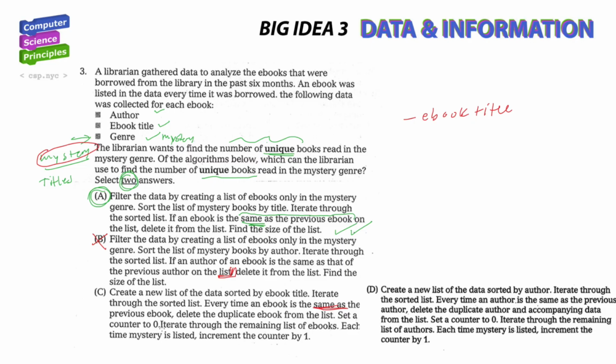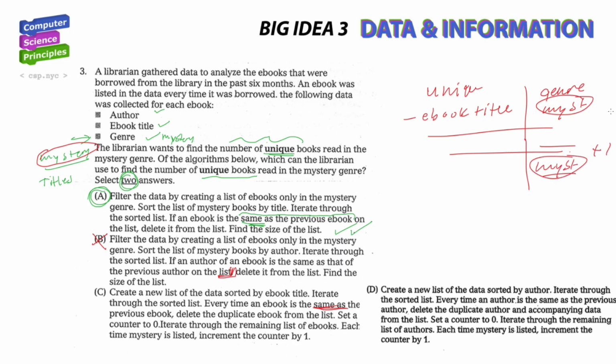And then set the counter to 0, and then iterate through the remaining list of ebooks. Each time mystery is listed, increment the counter by 1. So after it's got a list of unique ebook titles, it then goes through them, and every time the genre for the book is a mystery, so some of them might be mystery and some of them might be fiction, or some of them might be anything basically. So what it will do is every time it sees a mystery, it will then add one to the counter. So it's going to increment the counter by 1. So this also looks like it's possibly the correct answer, despite some of those other issues that I brought up.